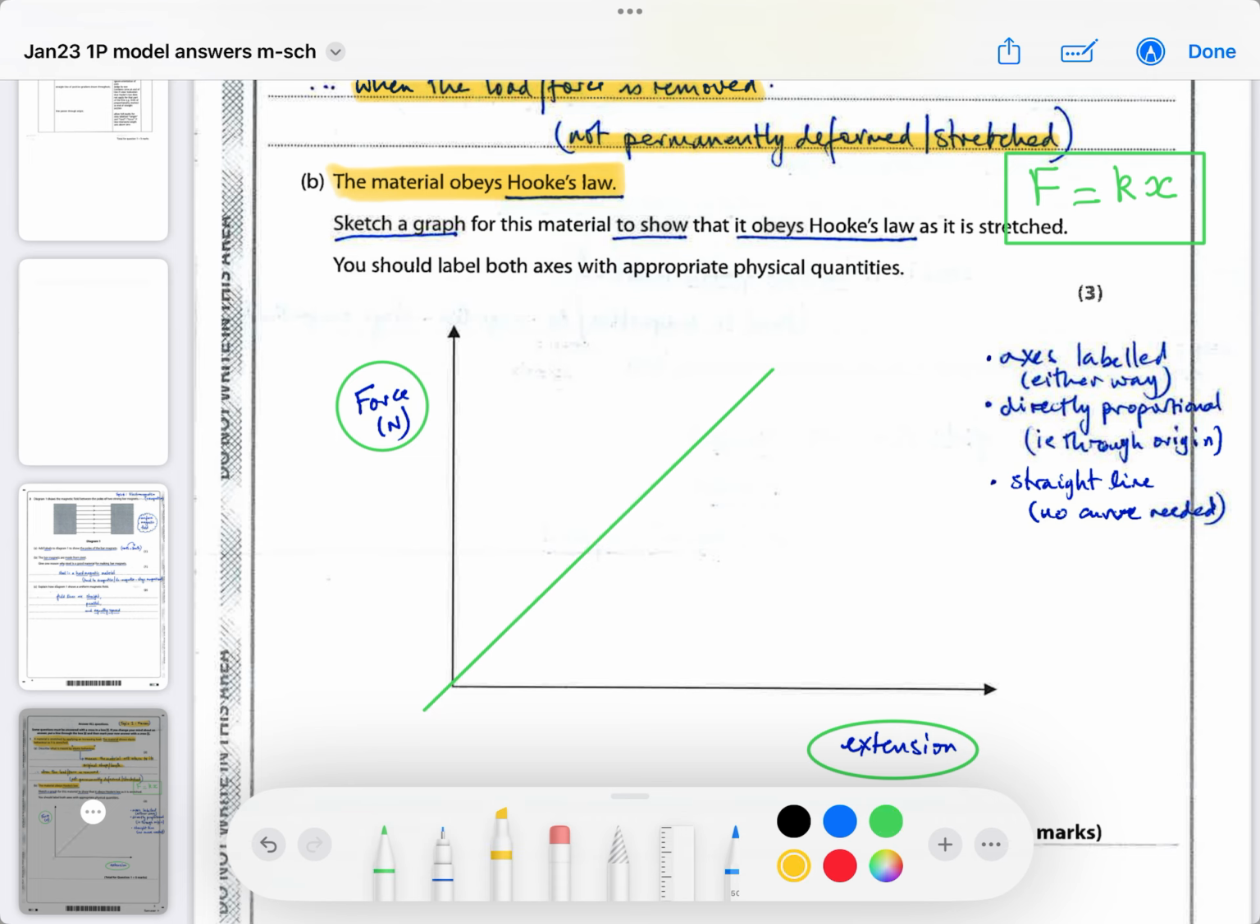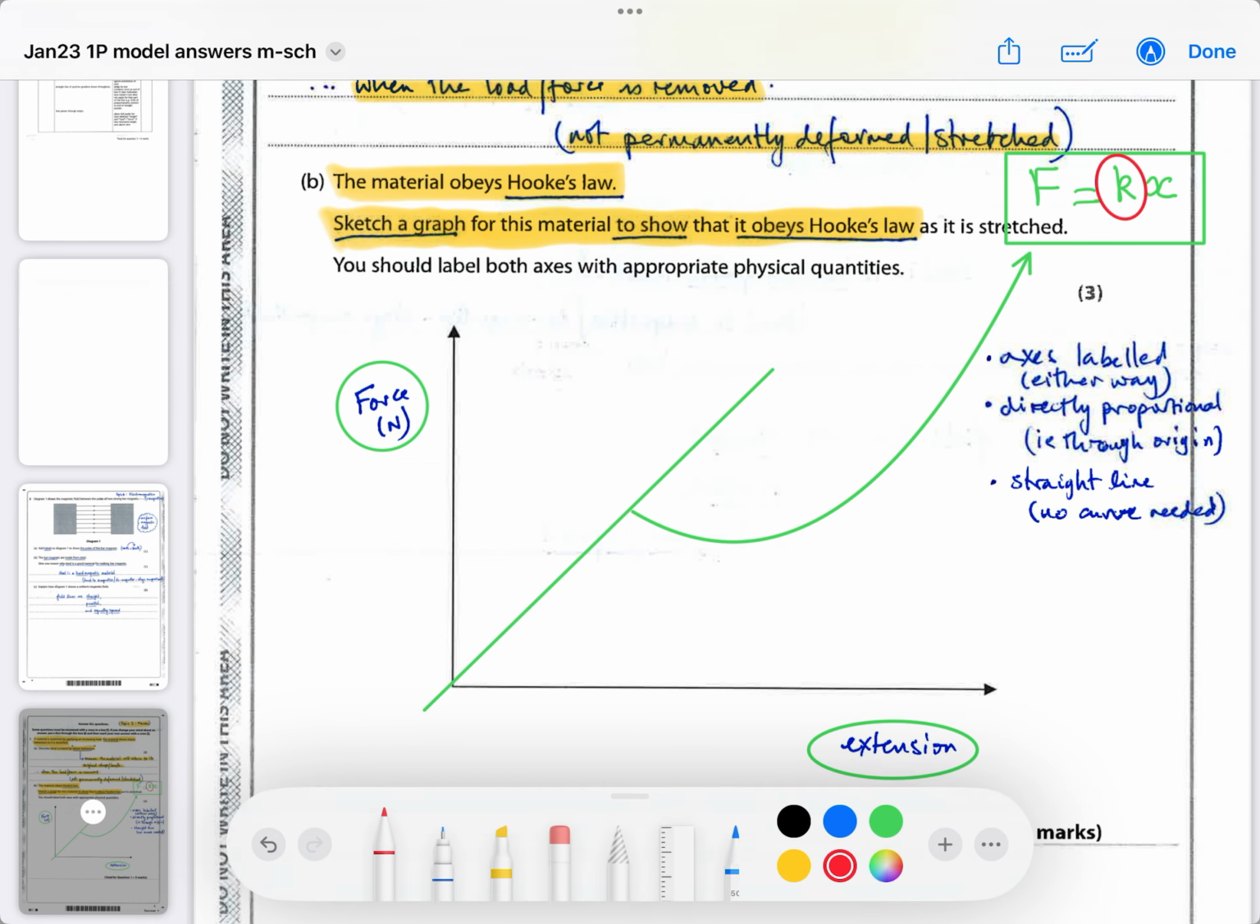It says sketch a graph for this material to show that it obeys Hooke's law. Now, Hooke's law is mathematical, and therefore, when you are showing that it's mathematically obeying Hooke's law, it must be a straight line graph, which is F equals kx. And K would be the gradient of this graph, and K, if you like, is the stiffness of the spring. So K is the stiffness of the spring, how steep it is.